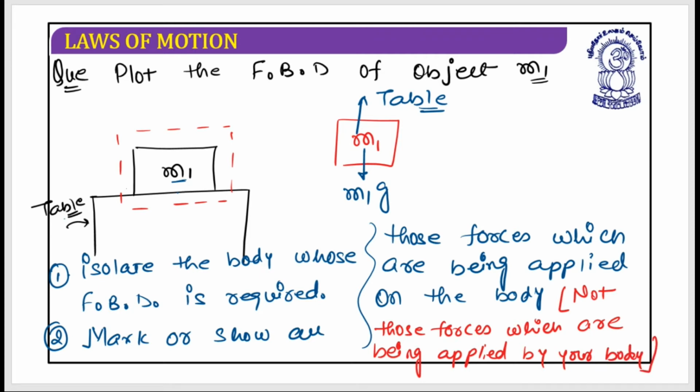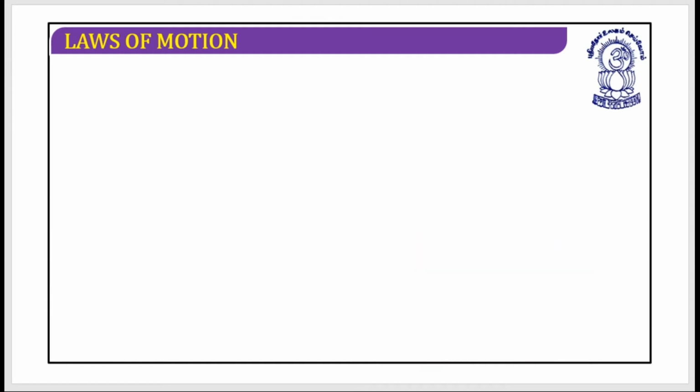You are not going to consider those forces which are going to be applied by this body M1, but you are going to consider all those forces that have been acted on your body whose FBD is required. Is it clear? So will you be able to plot or have an FBD of any object? Let's just check it out.